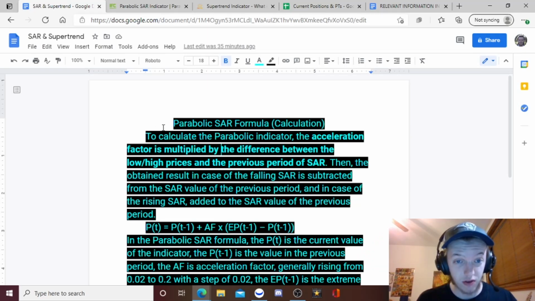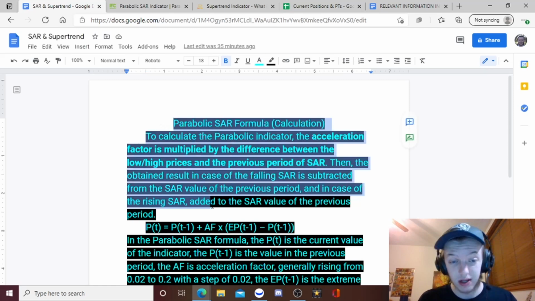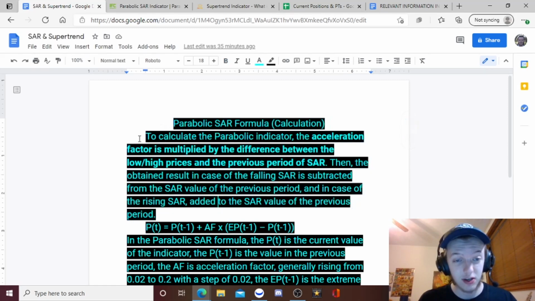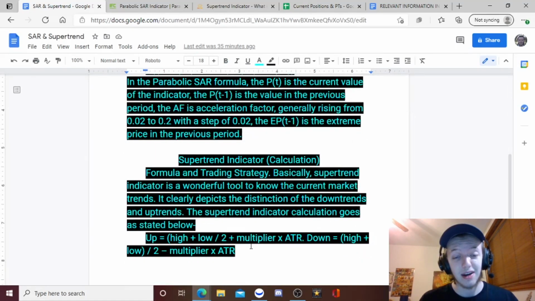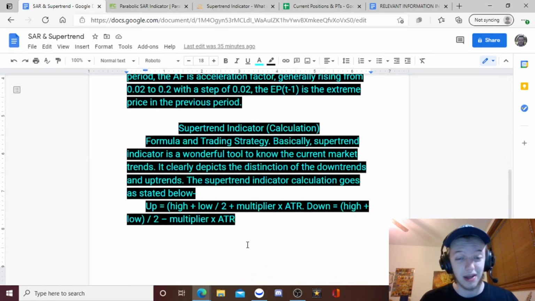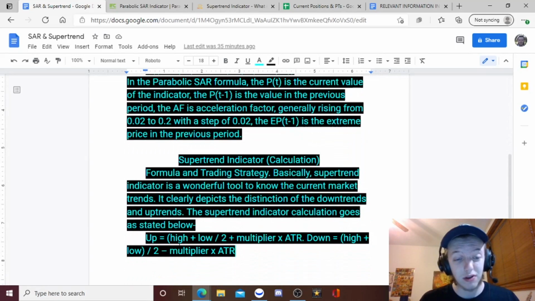If anyone cares about the calculations for these indicators, I know some people do, but I'm not going to go over this stuff because, to calculate the parabolic indicator, the acceleration factor is multiplied. Okay, I feel like we're in an algebra class again. Like, please, God, no. We're not doing that again. Anyways, if you want to pause the video now and read this stuff, read this, okay? I mean, this is cool. You give it a look.